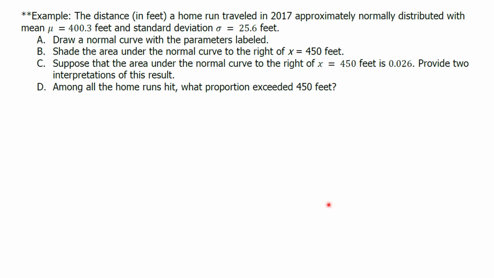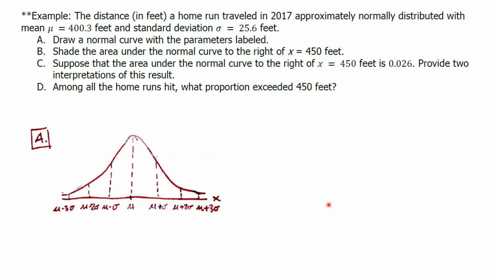So we know that this is normally distributed, which means it's going to take on the normal curve. So we're going to draw our bell-shaped curve. We also know that our mean, which is our line of symmetry, is 400.3. And then we know our standard deviation, which is 25.6. So we're going to be increasing our value to the right by 25.6 and then decreasing by 25.6 to the left. All right, so here I've drawn my bell-shaped curve.